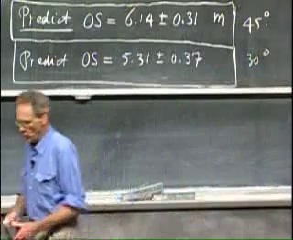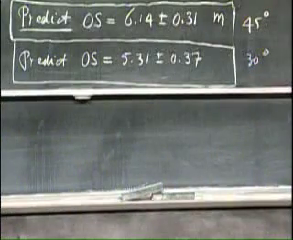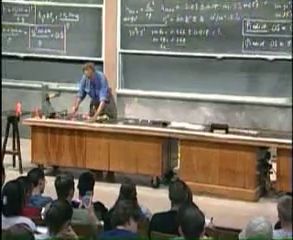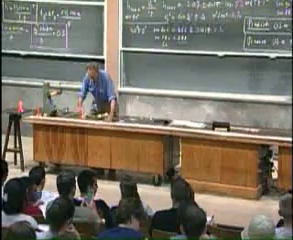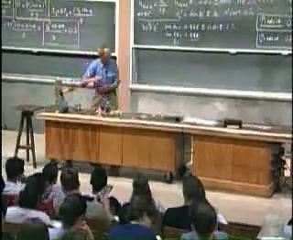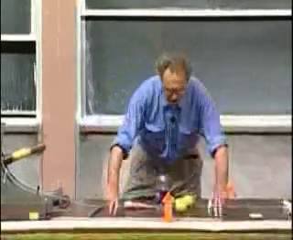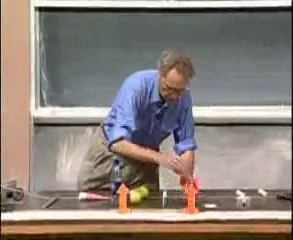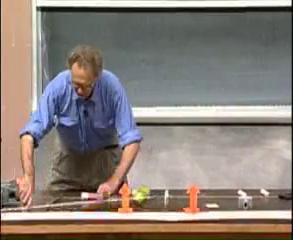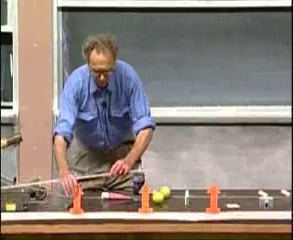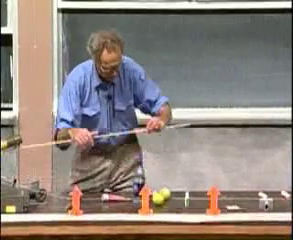And so now I'm going to put the markers out at 5 meters and 31 centimeters. This is the 5 meter mark, 31 centimeters. And I allow for 37 centimeters on either side. It's here. And 37 centimeters on this side, that is here. I'm going to set the angle at 30 degrees.